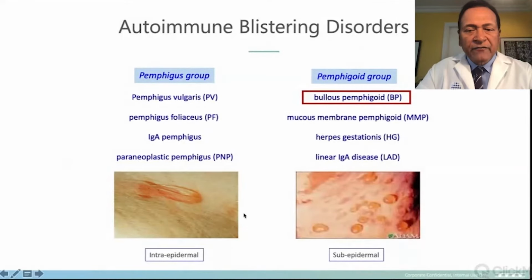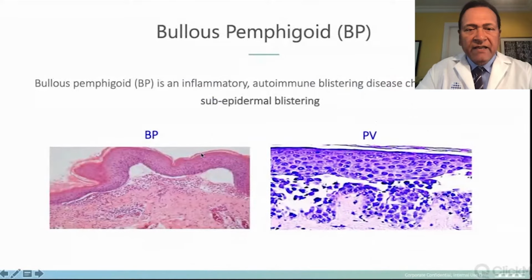So remember, the main difference is that in the pemphigoid group, the split is subepidermal versus intraepidermal in the pemphigus group, and the prototypical pemphigoid disease is bullous pemphigoid, or BP. And again, as I said, this is an inflammatory autoimmune blistering disease where the split is just below the epidermis, subepidermal, versus in pemphigus where it's intraepidermal, suprabasilar.